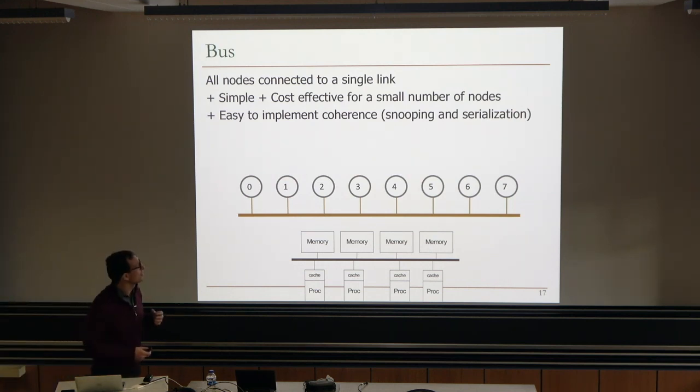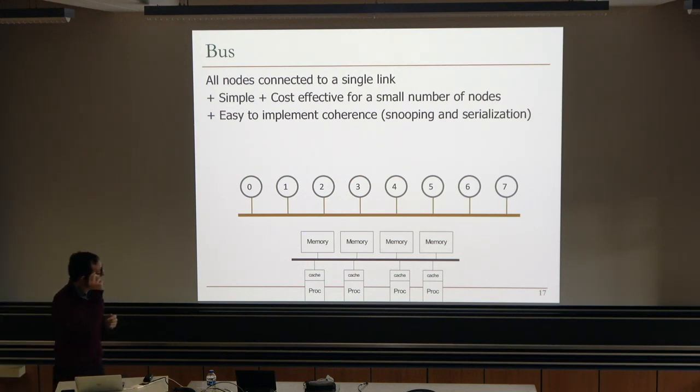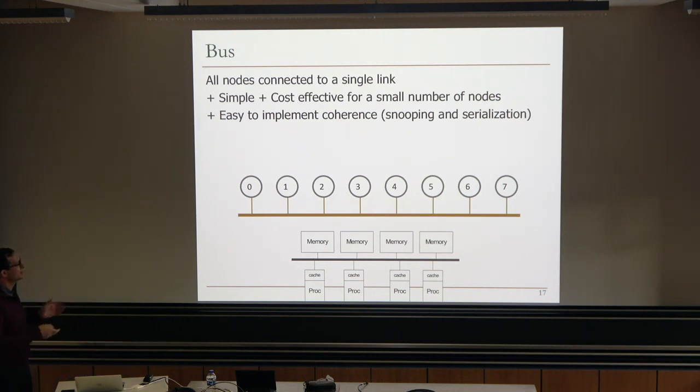And for a small number of nodes, it's cost effective actually, because you don't want to do something more sophisticated. And it's easy to implement coherence over here. You can do snooping and serialization. And you could actually do tricks over here. You can pipeline the bus. You could actually do a lot of the tricks that we've discussed in microarchitecture to take advantage of it.